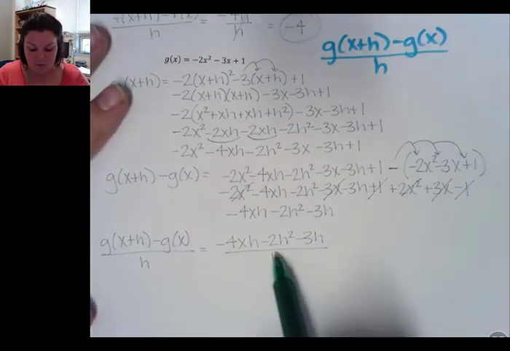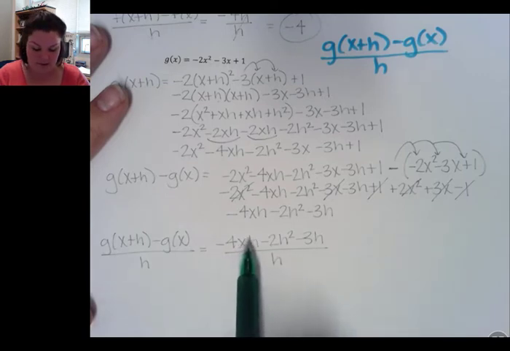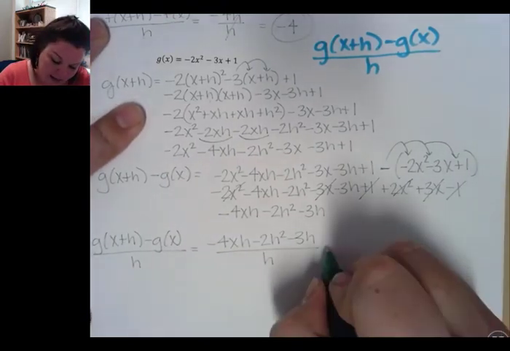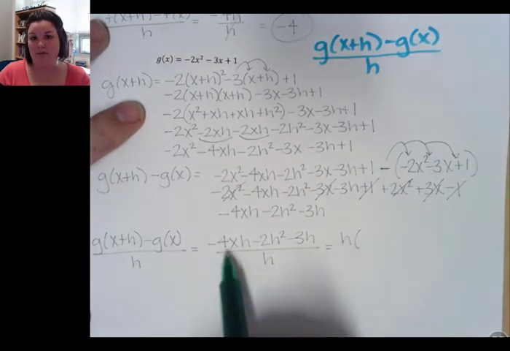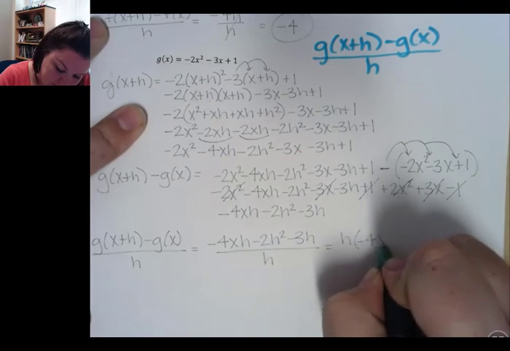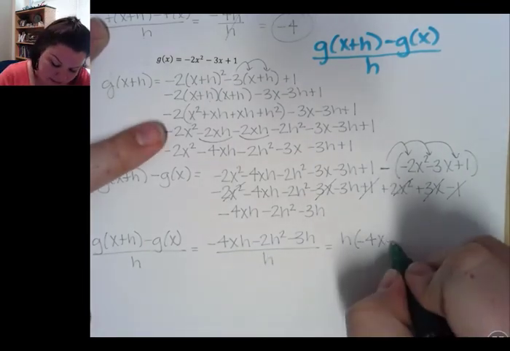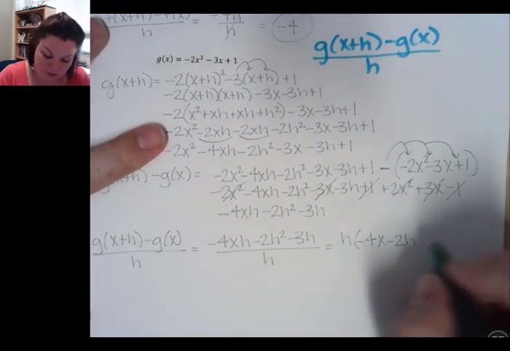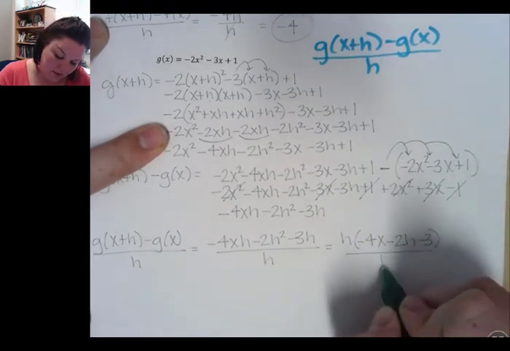Okay, the only way that you can reduce this h away is if you can reduce it from every single term. Okay, so I'm going to go ahead and just write it out as if I'm factoring out an h from the top. If I take an h out of this first term, I'll be left with negative 4x. When I take an h out of the second term, I'll be left with negative 2h. And when I take an h out of the last term, I'll be left with negative 3. Okay, and that's all over h.